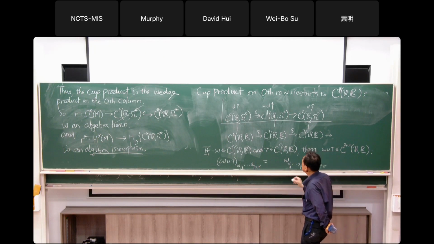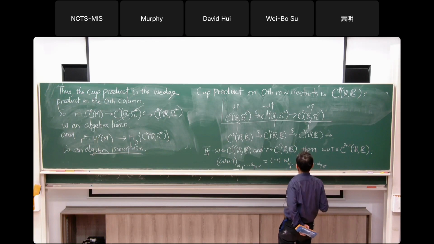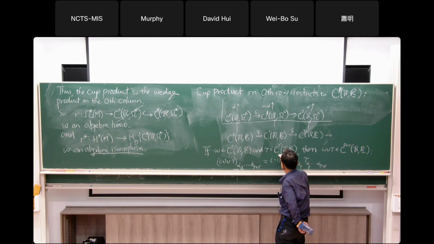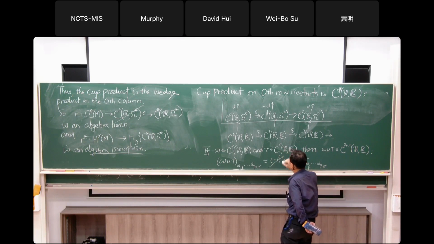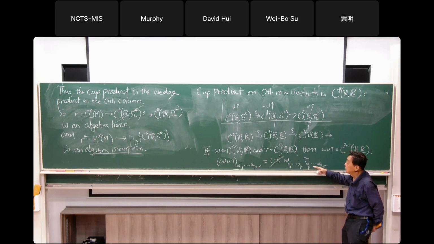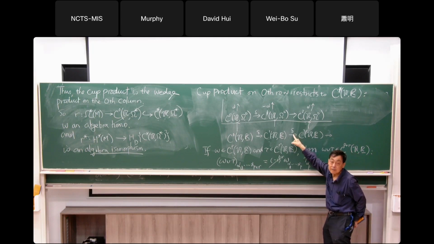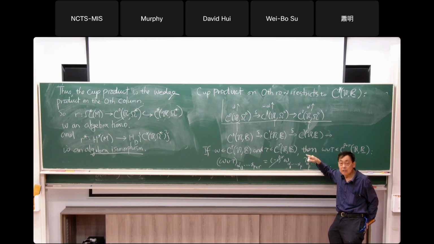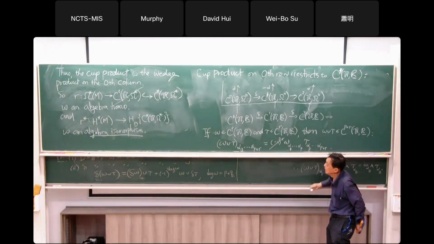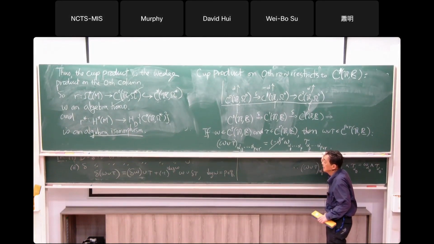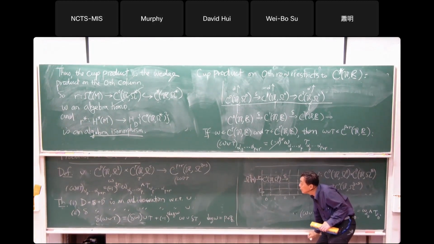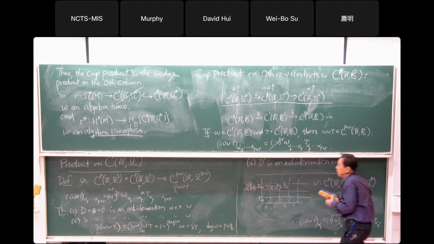And then the sign is (-1) to the, well, q is 0, right? So 0 times r. So that sign will disappear. There's no sign, okay? And so the cup product on the double complex will restrict to a cup product on the Čech complex. And then because delta is an anti-derivation with respect to the cup product, it will induce the cup product in cohomology. So now we have a product on Čech cohomology.